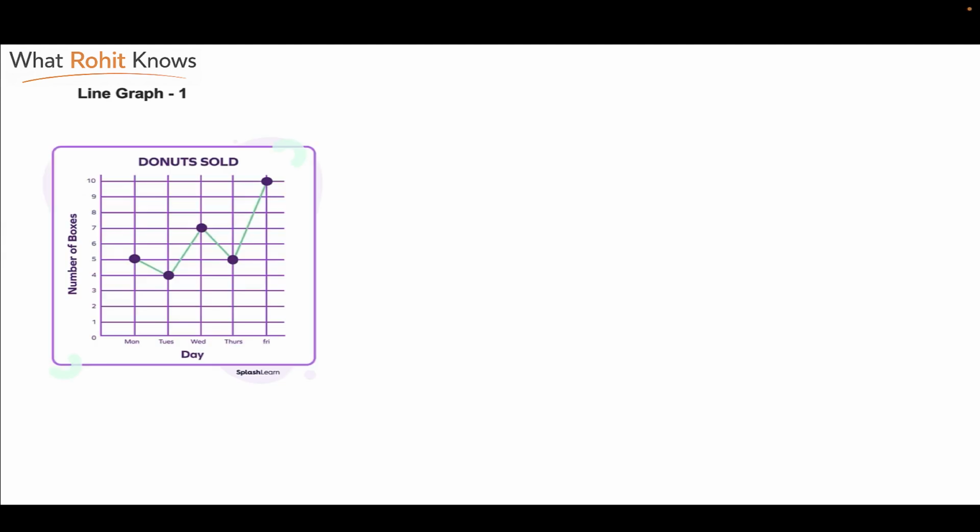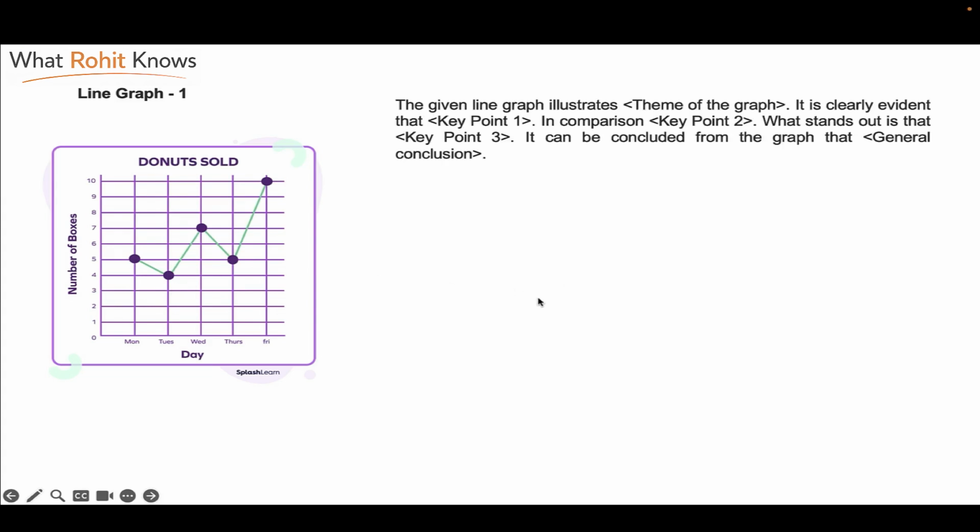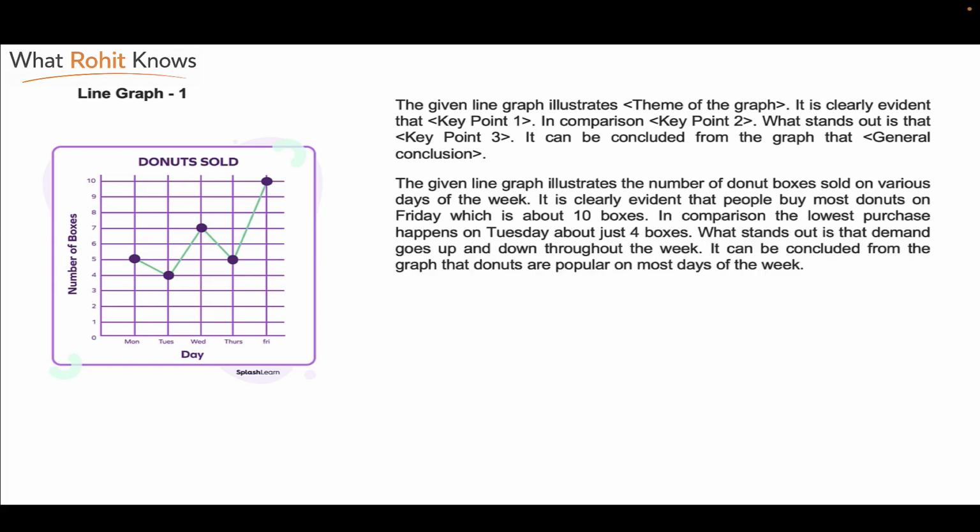Now let's look at line graphs. These are the type of line graphs. Here the data points follow a line. Instead of a bar, you have a line, and the template is: the given line graph illustrates, then the theme. The rest of it is similar to the bar graph. I'll give you an example related to this image. The given line graph illustrates the number of donut boxes sold on various days of the week.